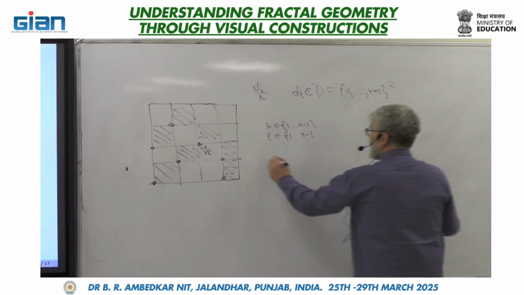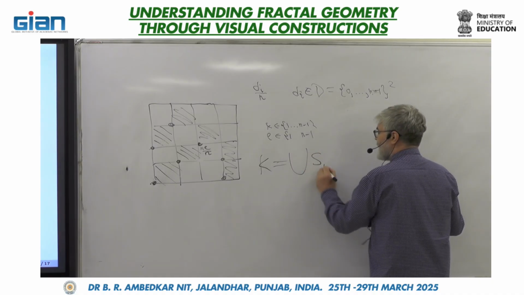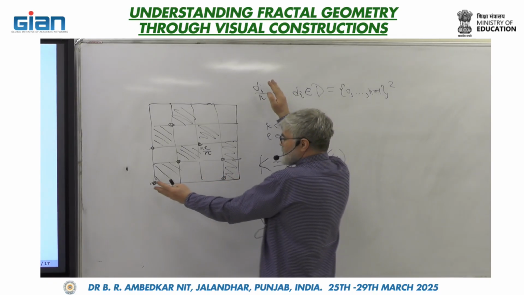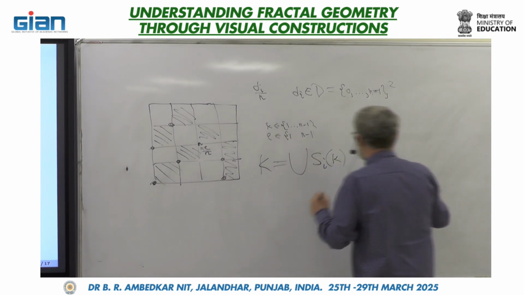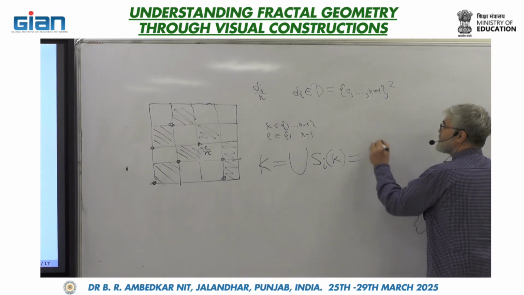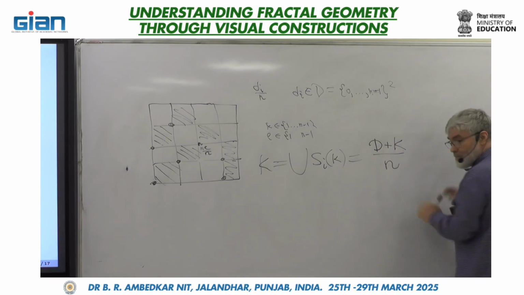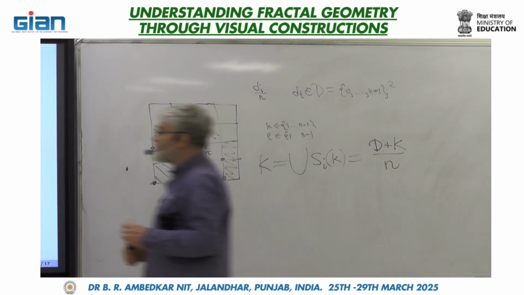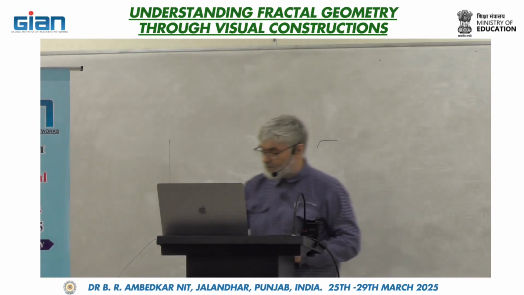So we write K is equal to the union of S_i of K, where S_i of K is a multiplication by 1/n and translation by the number d_i. Therefore, we can write it in a more compact form: K equals (D plus K) divided by n. So, this is the definition of a fractal square. Very simple.